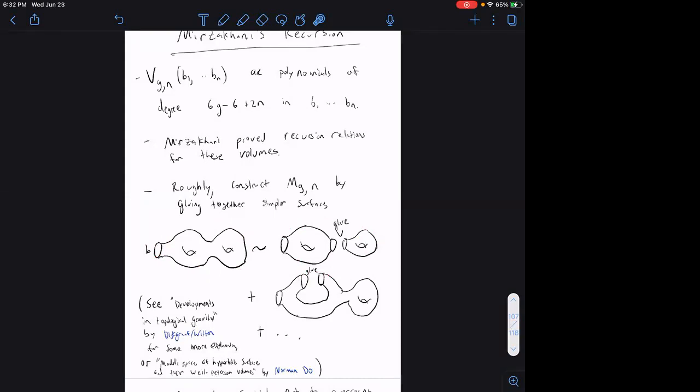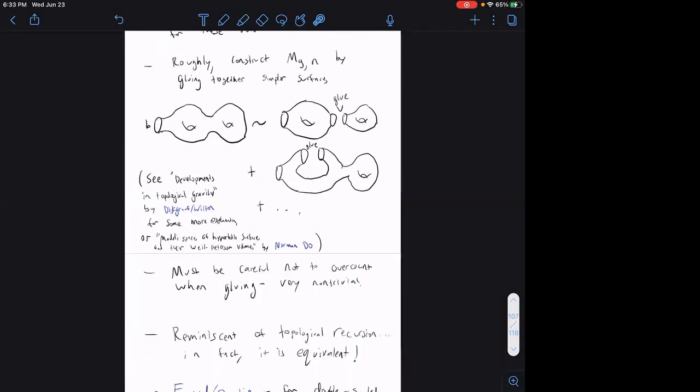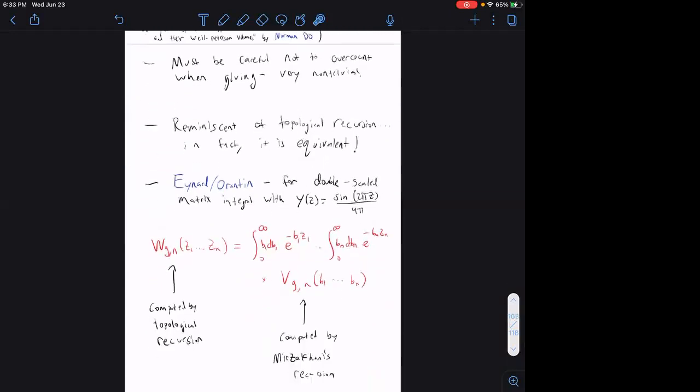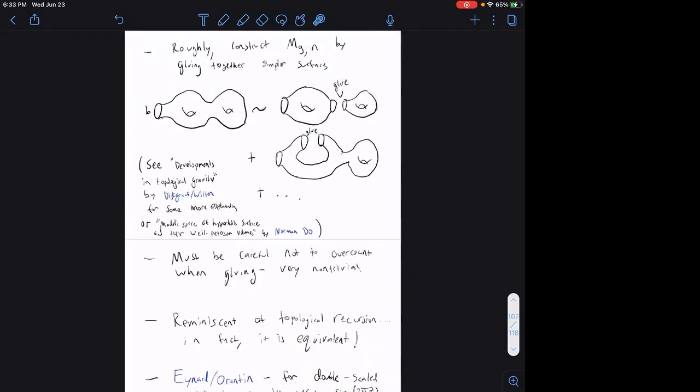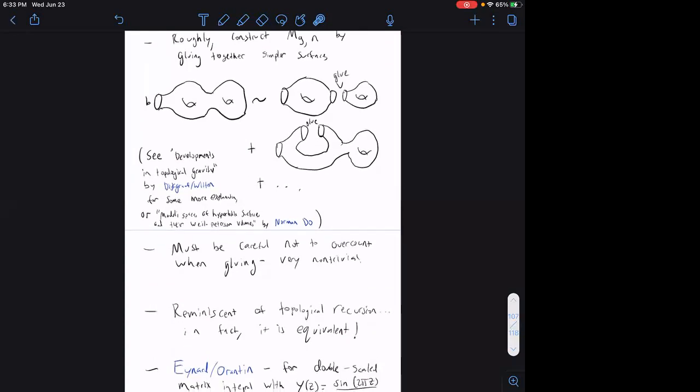Now, again, when we do this gluing, we try to create a surface like this by gluing together simpler pieces. It's very, very difficult to deal with this overcounting problem. But Mirzakhani came up with a really very clever way to deal with it and gave some recursion relations, which I'm not going to write down explicitly. I'm just going to say that this is the rough idea, and here are some references if you're interested in learning more.